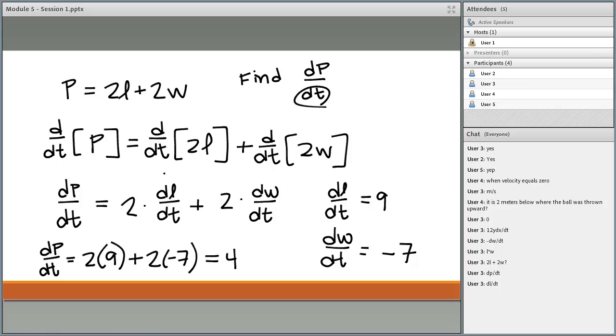And I get 4. So this represents how the perimeter is changing as the length and the width are changing. And it's positive, which means the perimeter is increasing. And the length is changing by a more positive number than the width is changing, so that makes sense. Okay.